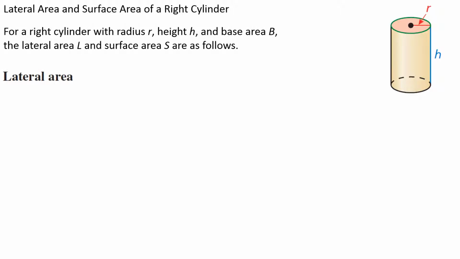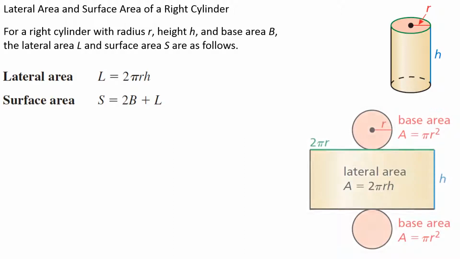So again, for the lateral area, 2 times pi times r times h. Surface area, you've got two bases, and you've got the lateral area. Bases are just circles, so that's pi r squared.